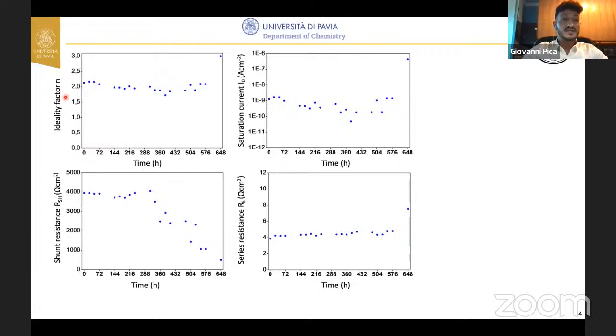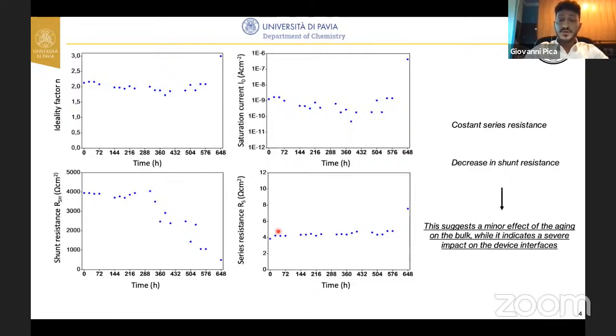And as you can see, the ideality factor varies between 1.7 and 2.3, and this is in agreement with other works. The saturation current is the parameter that varies the most, between 10 to the minus 11 and 10 to the minus 7. And this is due to the strong sensitivity of the saturation current to the recombination processes. The shunt resistance is quite stable for the first half of the cycle, and then it has a drop like the PCE, and the series resistance is barely affected by the stress. So the results are constant series resistance and decrease in the shunt resistance.